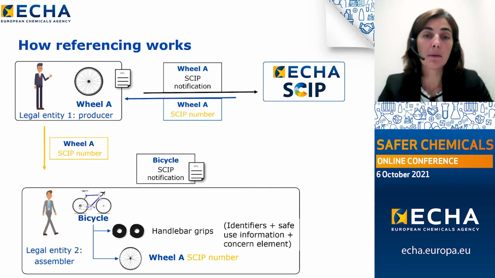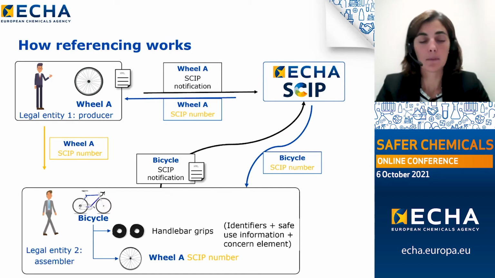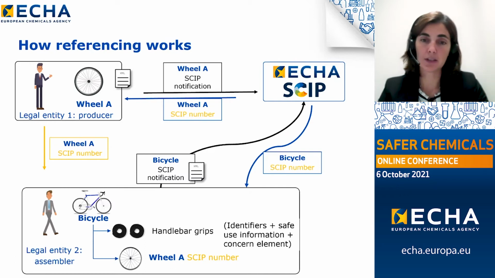Then the assembler of the bicycle will prepare this SCIP notification and will provide the information related to the wheel by referencing, by including this SCIP number. Then this SCIP notification will be submitted to ECHA and go through the validation process, and if the validation passes, the assembler of the bicycle will receive a SCIP number, meaning that it has complied with its duty.